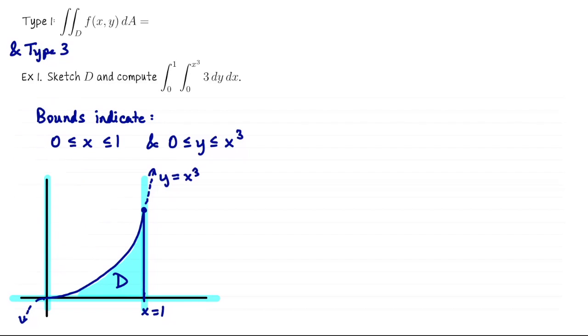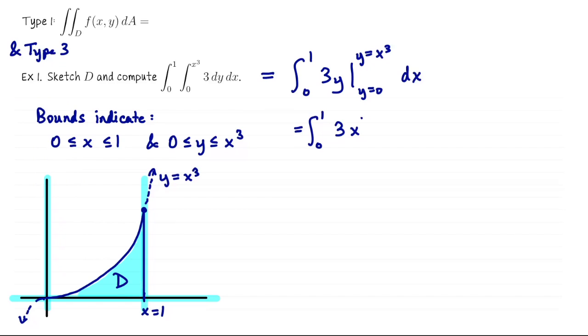So what we're going to do is take the integrand 3 and anti-differentiate with respect to y first. So we get this as the integral from 0 to 1 of 3y, and then we're going to evaluate it at y equals x cubed and y equals 0. So that's going to leave us with 3x cubed minus 0. And now we anti-differentiate this with respect to x, and we get 3/4 x to the 4th power, and then we need to evaluate this at 0 and 1. So the actual integration here is not too bad.